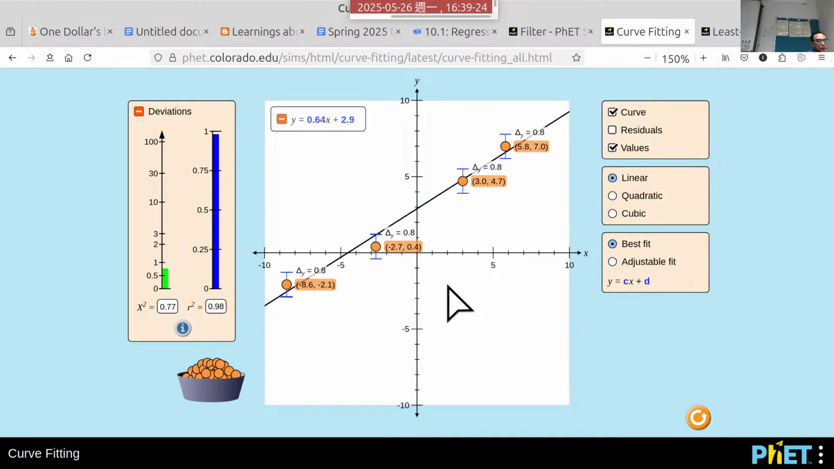Okay, and when you move the round spots, for example, according to this situation, the fitting curve formula is y equals 0.64x plus 2.9, and the R square value is 0.98. Chi-square, generally we don't think about the chi-square.